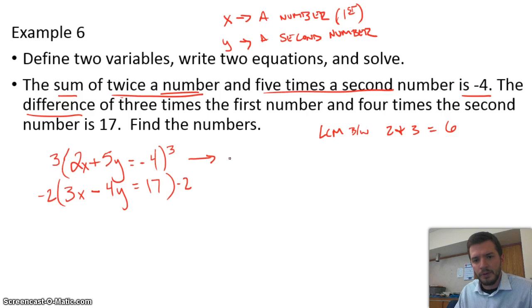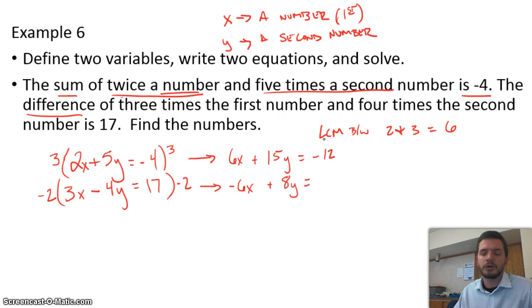All right, so let's rewrite what we got. It's going to be 6x plus 15y equals -12. And then this guy will become -6x, plus, negative times a negative is a positive, plus 8y equals -2 times 17 is -34. There you go. All right, so let's go ahead and eliminate now.